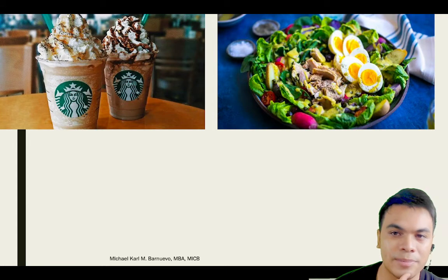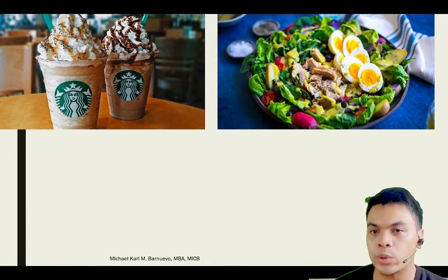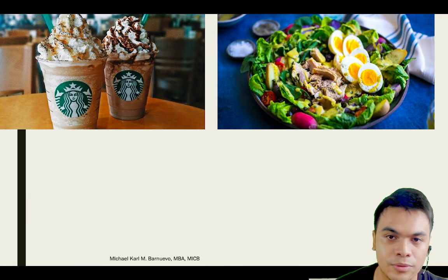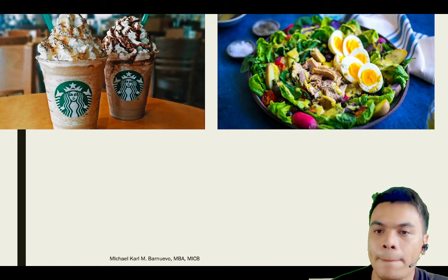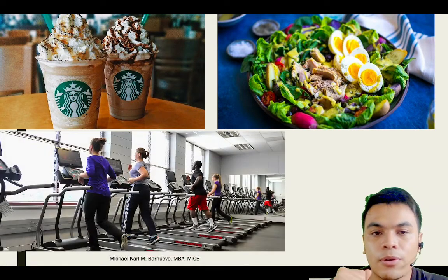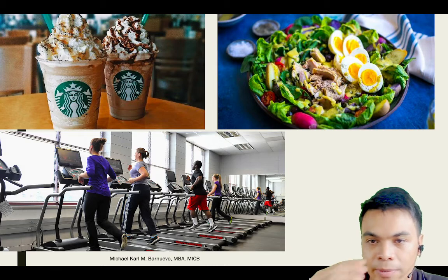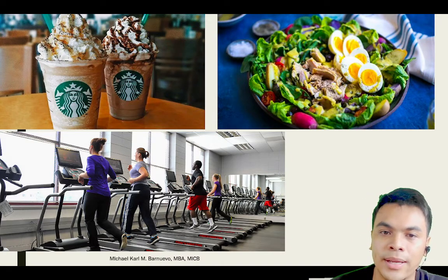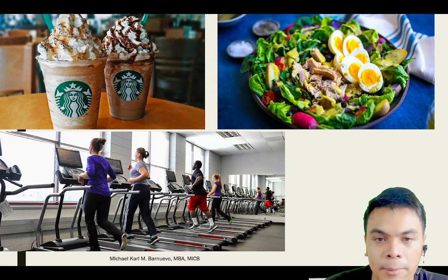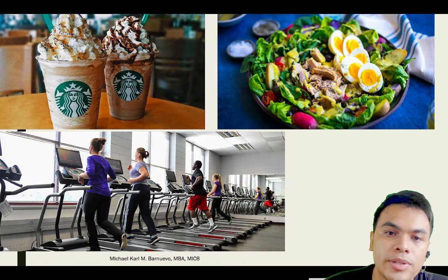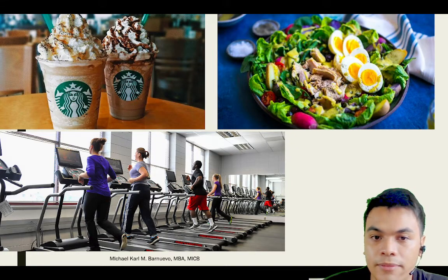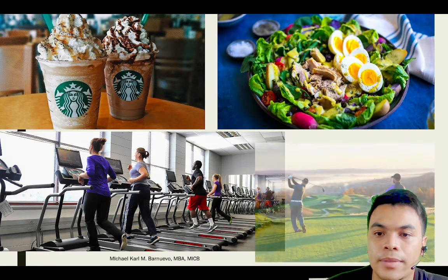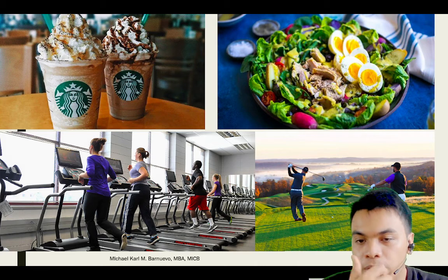For lifestyle, of course, there are people who are controlling their carbs, so they prefer to eat salads over meals with rice. Based on lifestyle. And of course, for services, in relation to people who are watching their weight, need to lose weight, or are building muscles, the services to be offered are, for example, health facilities or gyms.